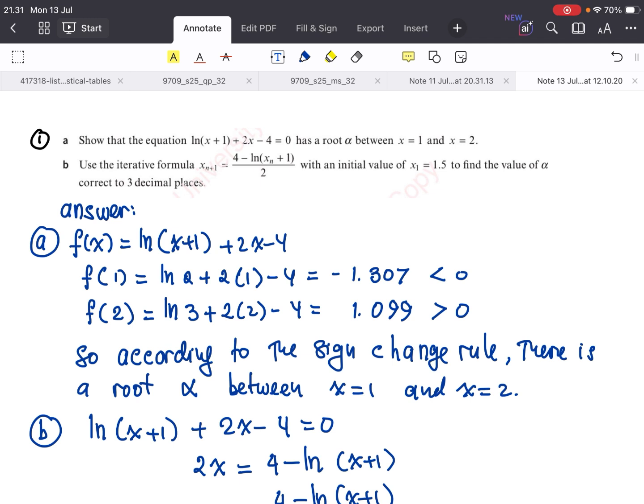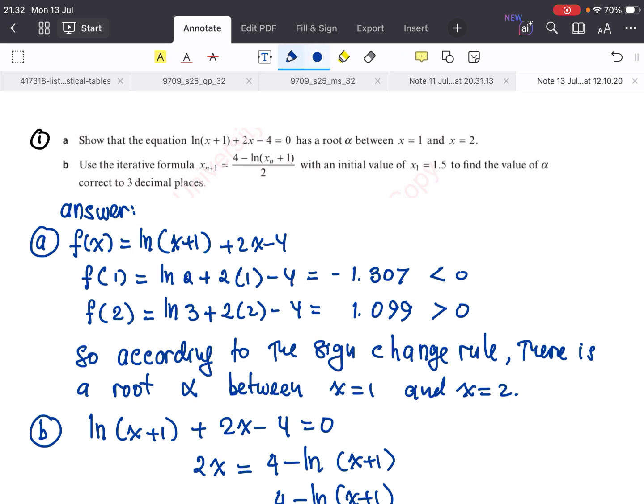Okay, students, let us discuss some questions related to the topic to strengthen your understanding. This is the first question. A. Show that the equation ln of x plus 1, plus 2x minus 4 equals 0 has a root alpha between x equals 1 and x equals 2.